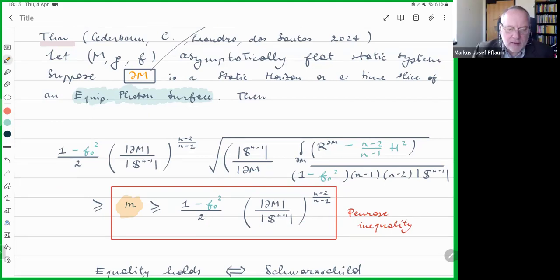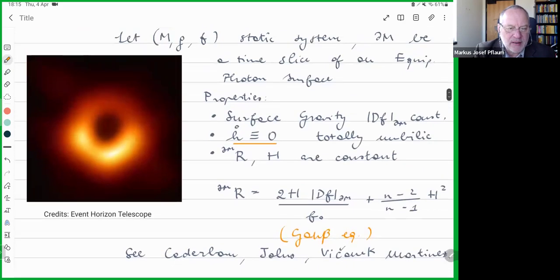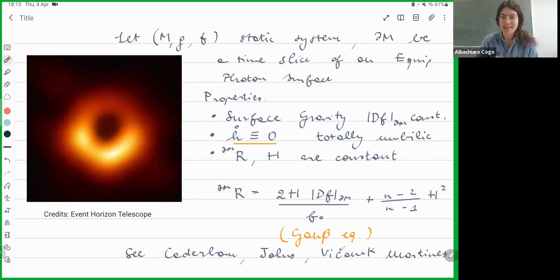Any other questions? I have just a short question about this very nice picture by the Event Horizon Telescope. So what does it exactly show? Maybe you can. Is it appearing? Yes, it's appearing.